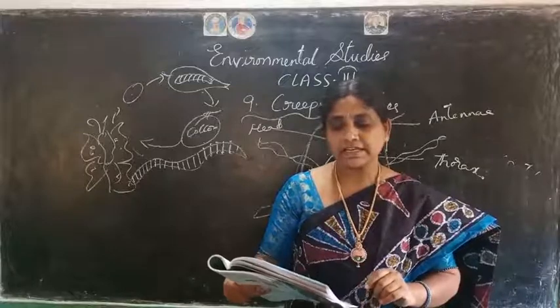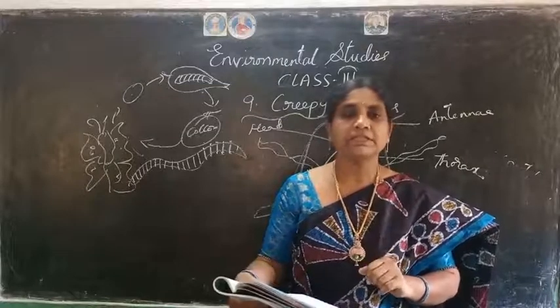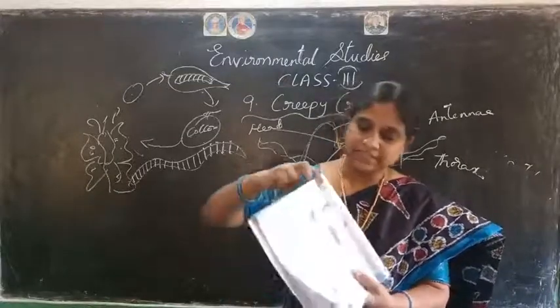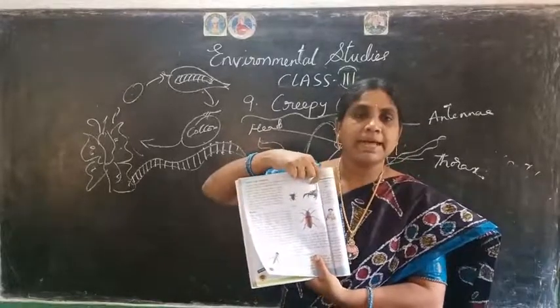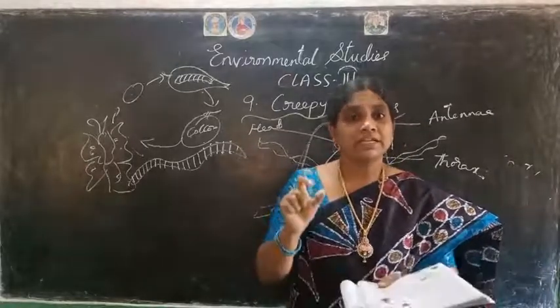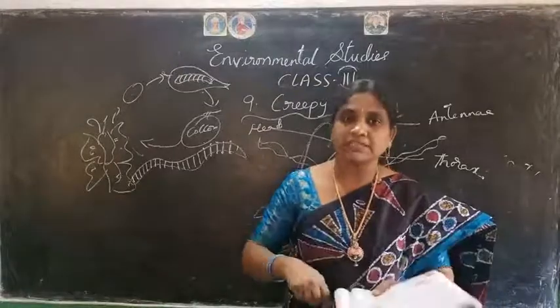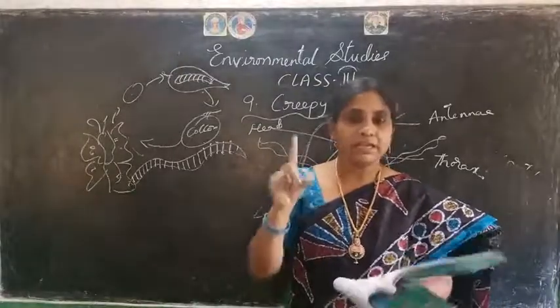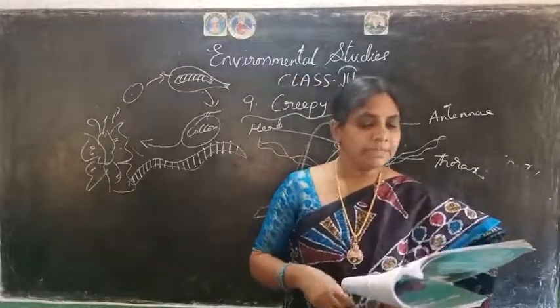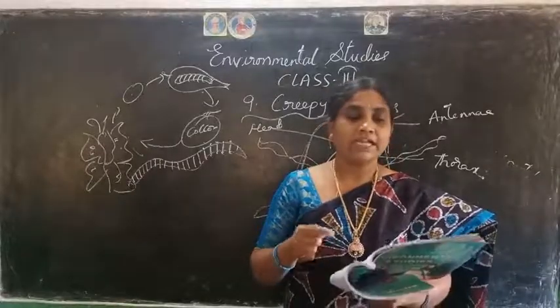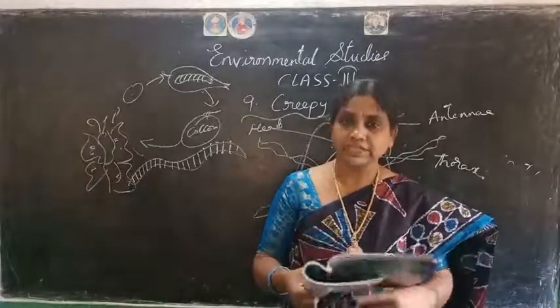Okay, scorpions carry a sting in their tails to protect themselves from enemies. Here at the back side they have one sting, see children, the back tail. So with that they protect themselves from the enemies. Okay, in that poison will be there. Okay. That was about the spider and scorpion, and they belong to arachnids, children.